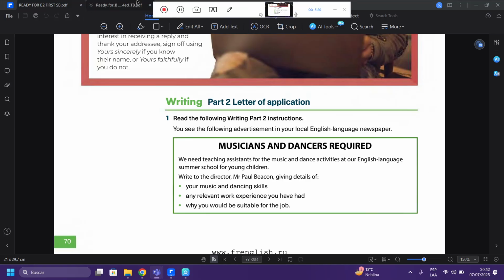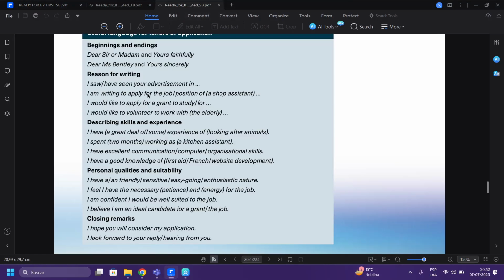I was about to forget. Okay, in this part you have some phrases that you can use in order to write: for the beginning, for the endings, the reason that you're writing for, describing skills or experience about you, your personal qualities, and the closing phrases. I'm going to leave this here for you to write and to guide you. Okay?